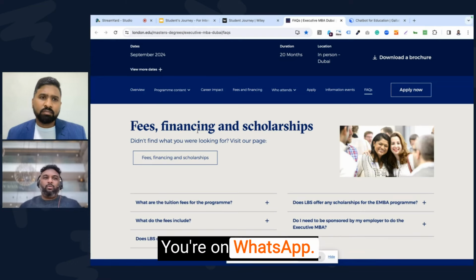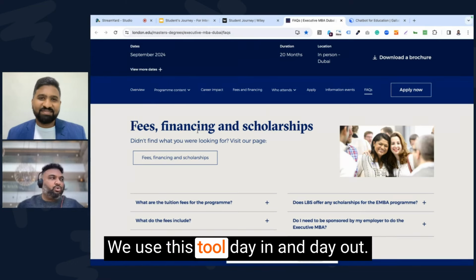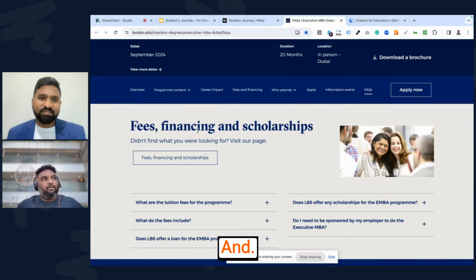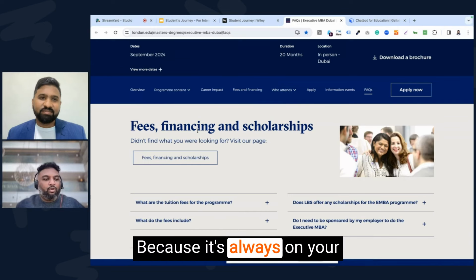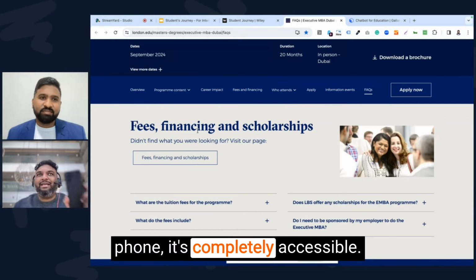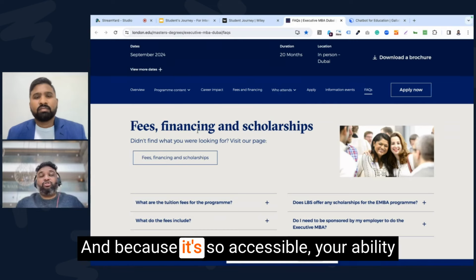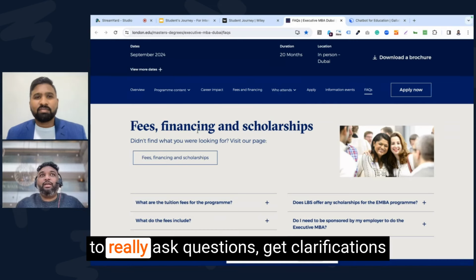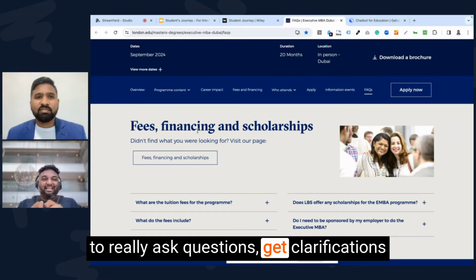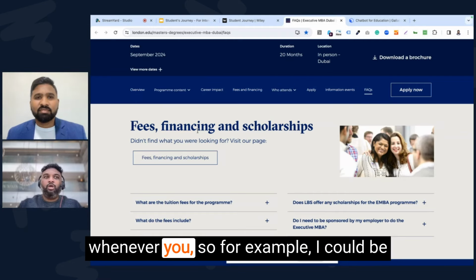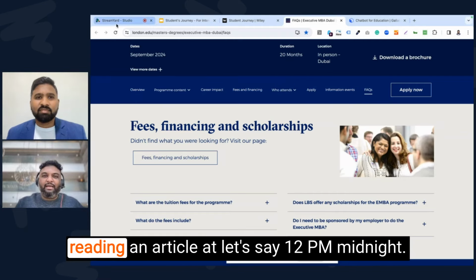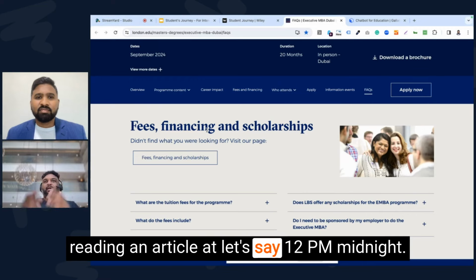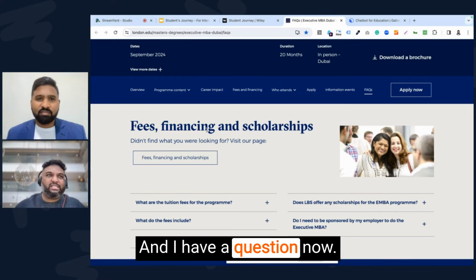Everybody's on WhatsApp. You're on WhatsApp. I'm on WhatsApp. We use this tool day in and day out. And because it's always on your phone, it's completely accessible. And because it's so accessible, your ability to really ask questions and get clarifications whenever you want is there. So, for example, I could be reading an article at, let's say, 12 midnight, and I have a question.